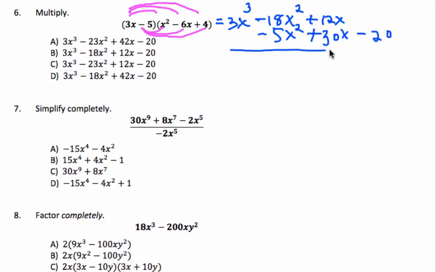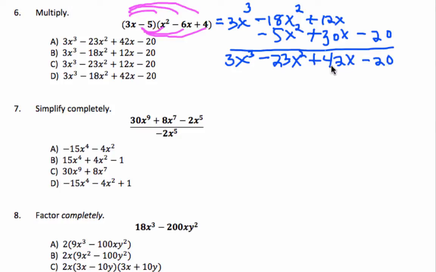So let's combine the terms we have in each column. So 3x to the third power. Negative 18x squared, take away 5x squared, minus 23x squared. Now you're combining like terms here, keep in mind. So you have x squareds and x squareds. You're going to have a certain number of x squareds. How many? Negative 18 plus a negative 5, negative 23x squareds, plus 42x minus 20.